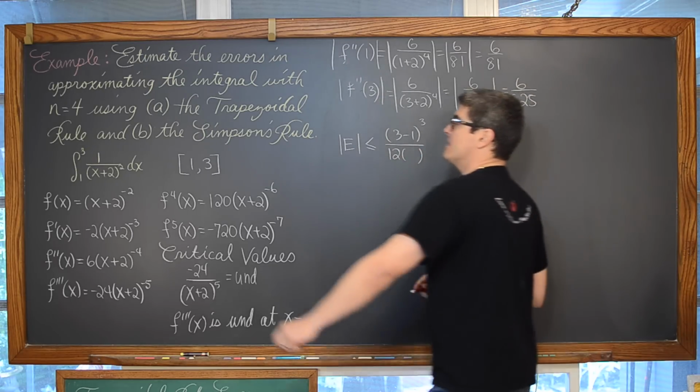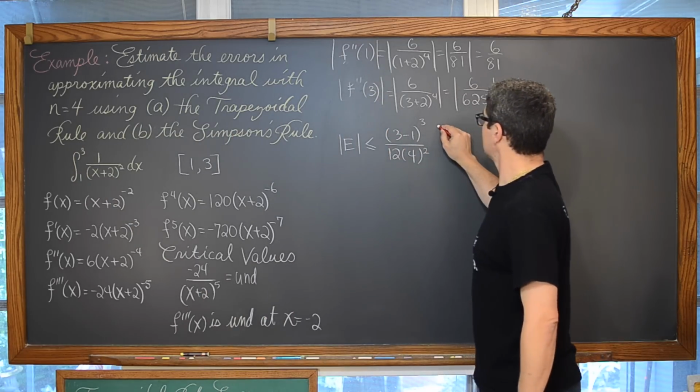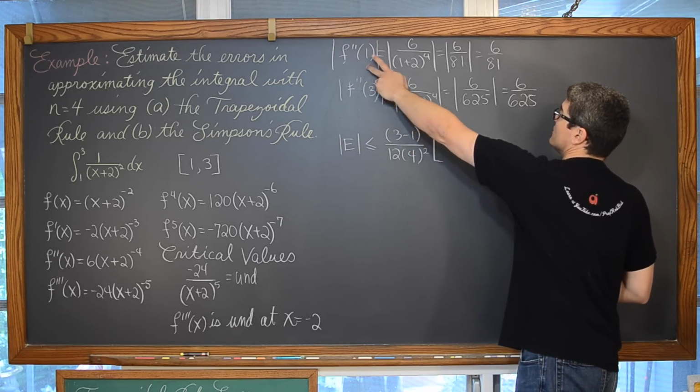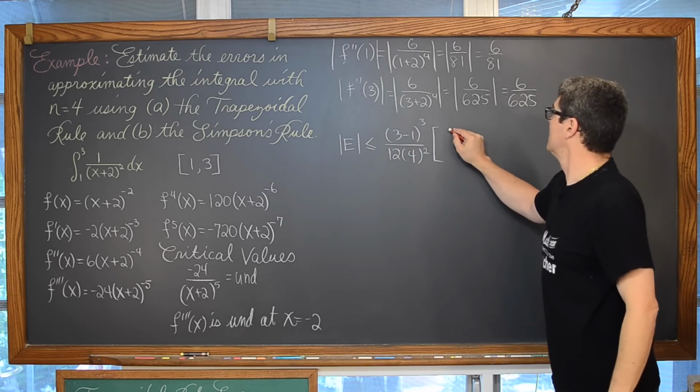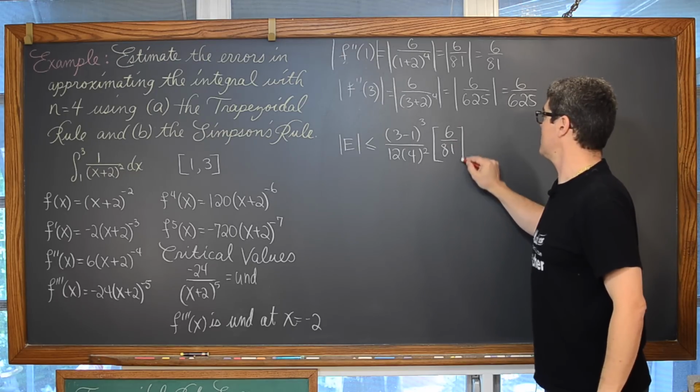I believe we define that to be 4, raised to the second power, times the maximum that we got, the absolute value of the maximum of the second derivative, which was 6 over 81. Don't forget that absolute value part of the equation, by the way.